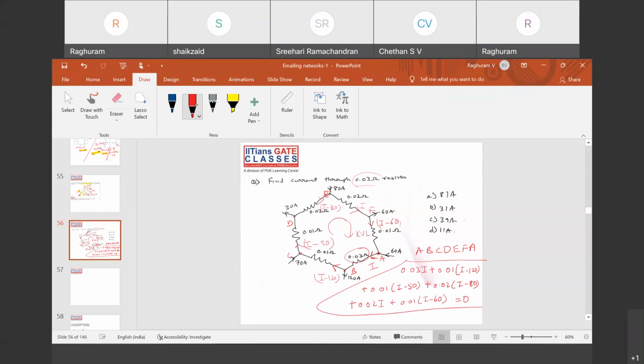Understood? That is how to write down the KVL equations for a circuit. You have to start at one point, follow a closed path, and come back to that point: A, B, C, D, E, F, and back to A. Okay, everyone? You can calculate it and find the answer. Clear?